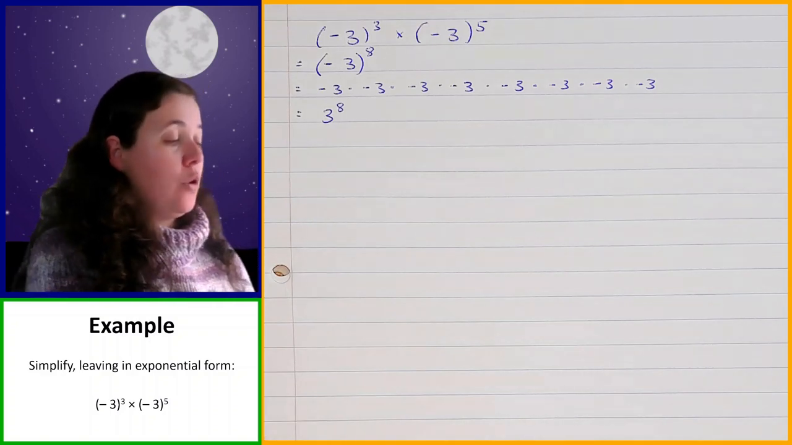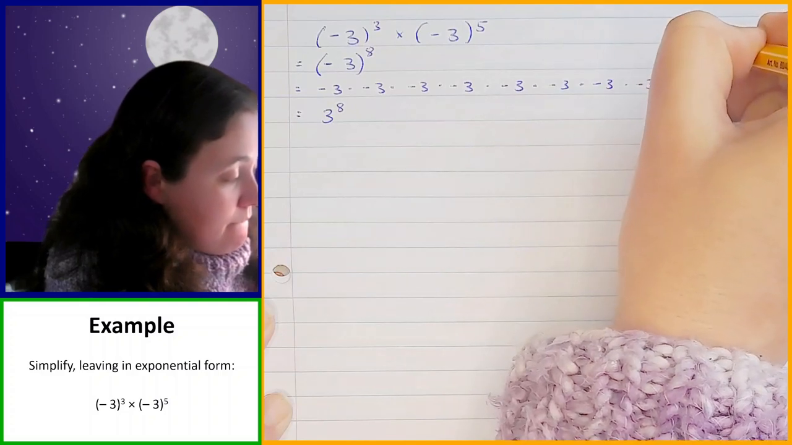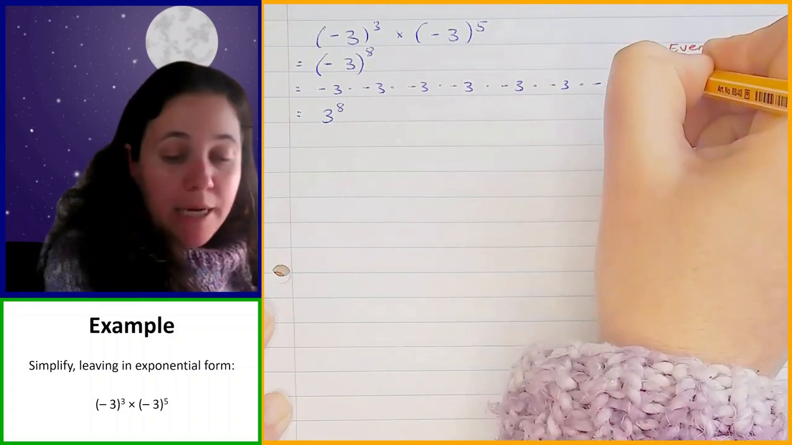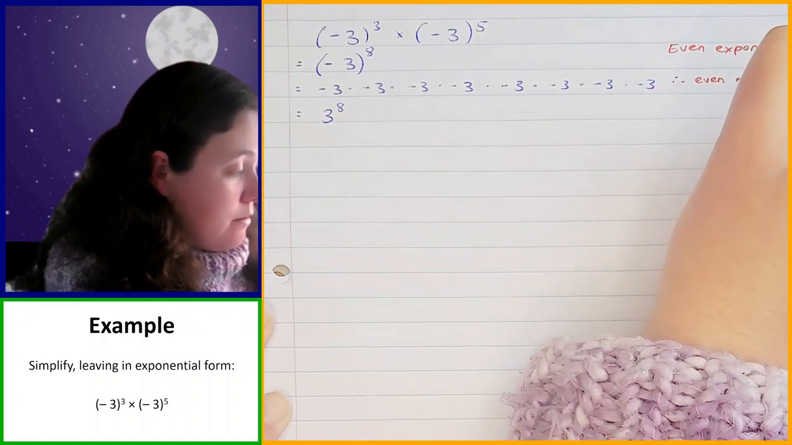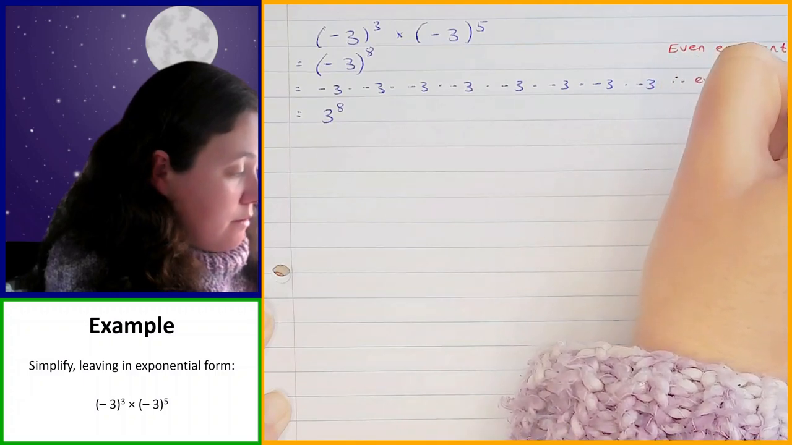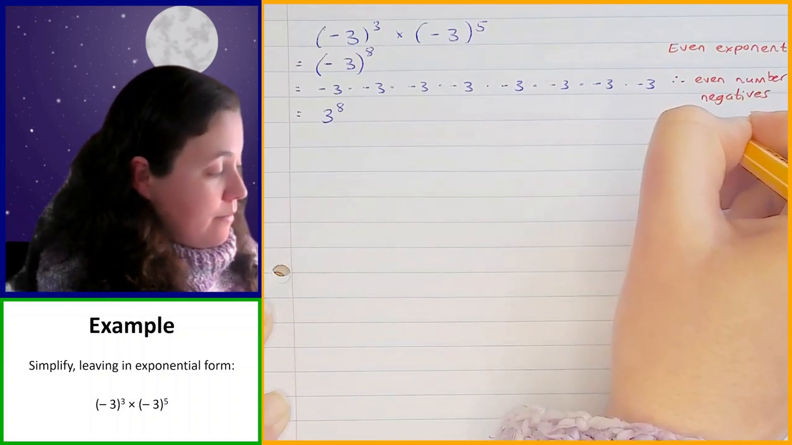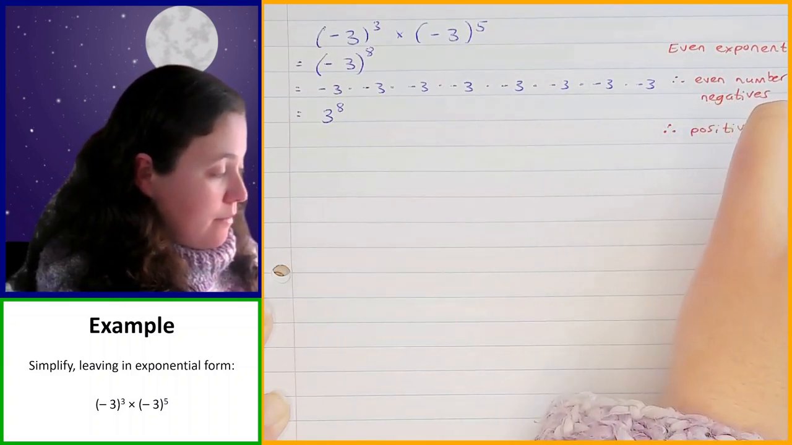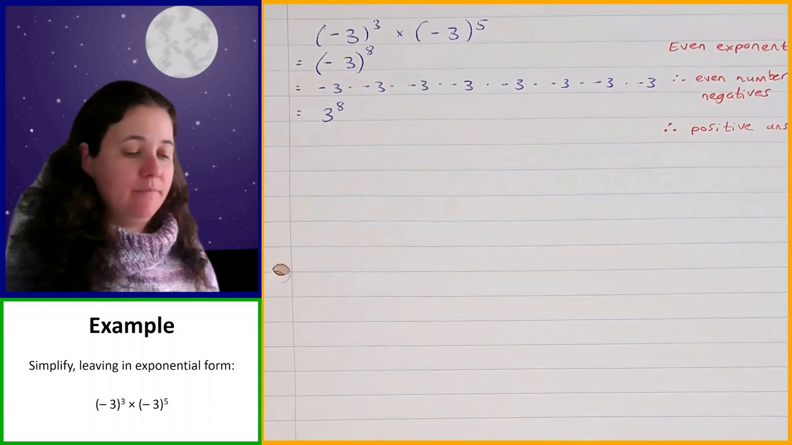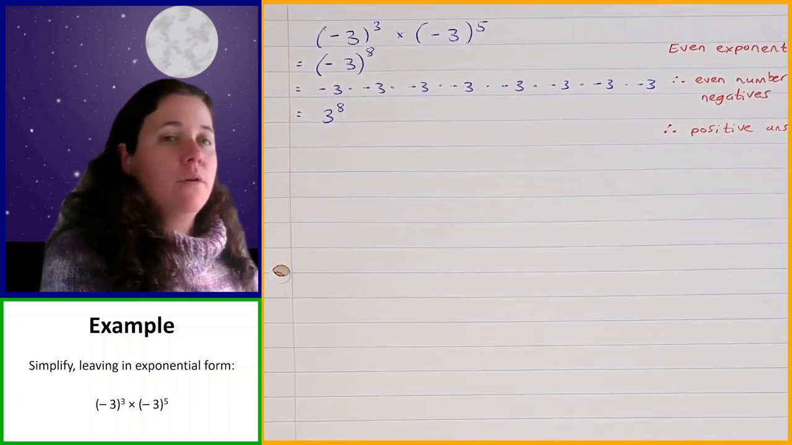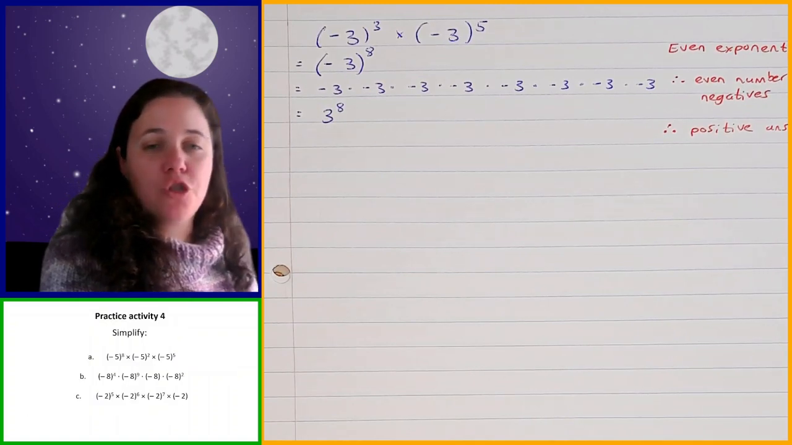So in this case, we have an even exponent. Which means we have an even number of negatives. Which means we have a positive answer. Okay. Right, so now I want you to do these 3 for yourself. I'm going to give you 2 minutes again to work on this.